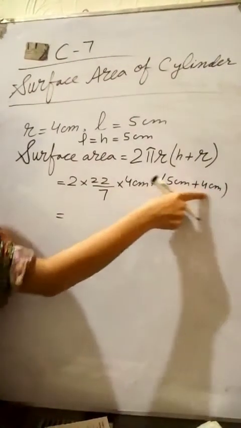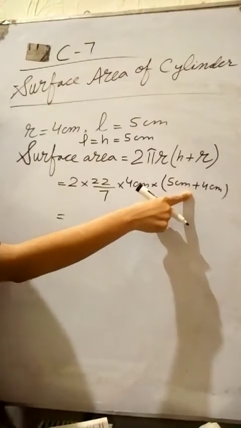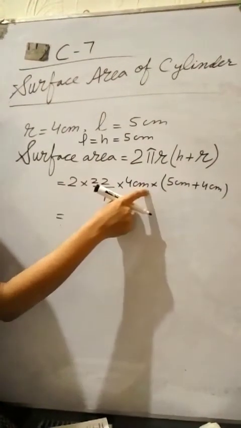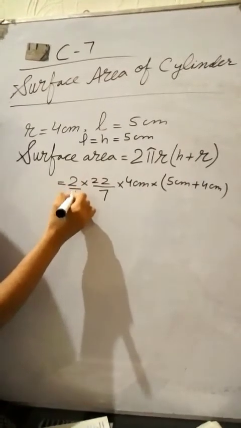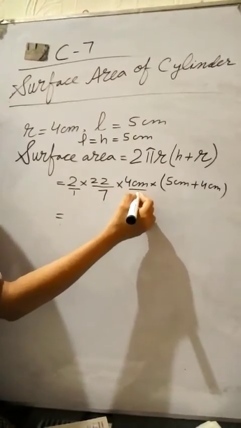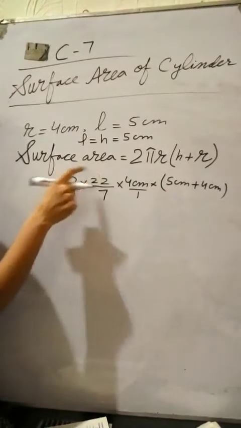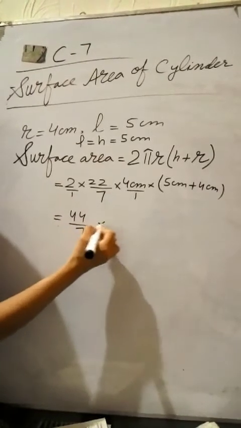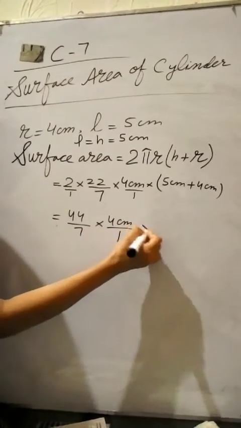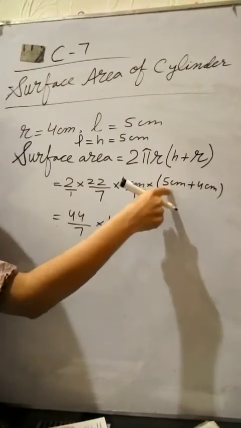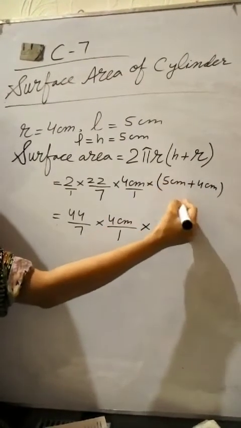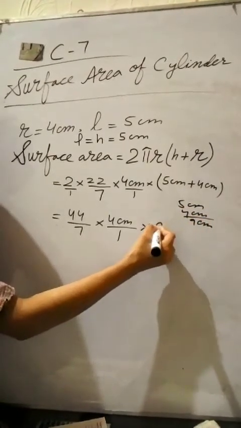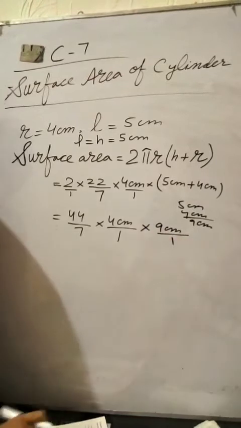First of all, we always solve the bracket first. Single values having the sign, we put the denominator as 1. 2 multiplied by 22, 44. And 7 times 1 is 7. Then 4 centimeter over 1. The two in the bracket are adding, not multiplying. So 5 centimeter plus 4 centimeter, answer will be 9 centimeter. And as the denominator, I put down 1.